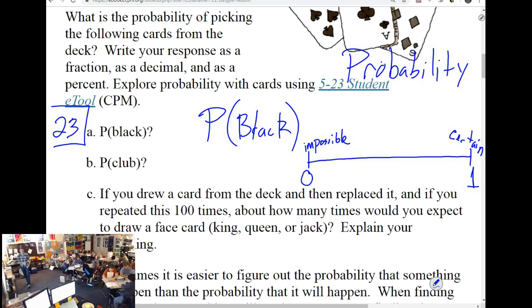So with your team, figure out what's the probability of black, what's the probability of clubs, and this is why we're working in teams. I know some of you know more about cards than others. And then think about C. I'm going to leave this up here so you can read. I won't read it for you, but talk a couple minutes about those 3 questions.